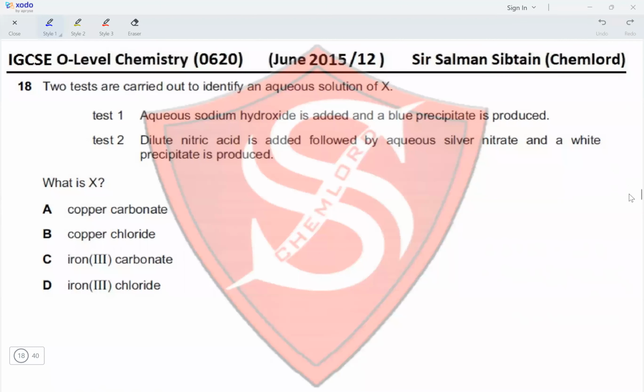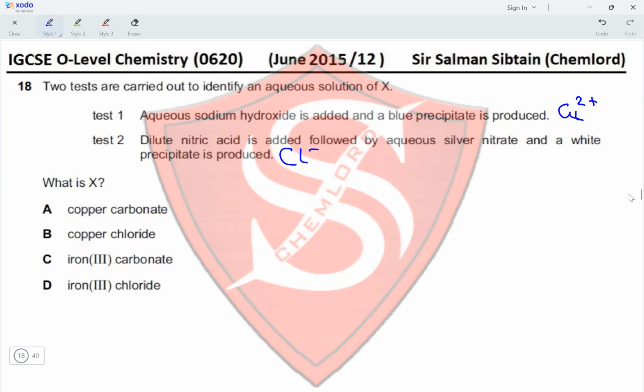Question 18. Two tests are carried out to identify an aqueous solution of X. Aqueous sodium hydroxide is added and a blue precipitate is produced. Since the precipitate is blue, copper 2+ ions must be present. Dilute nitric acid is added followed by aqueous silver nitrate and a white precipitate is produced. This indicates the presence of chloride ions. What is X?